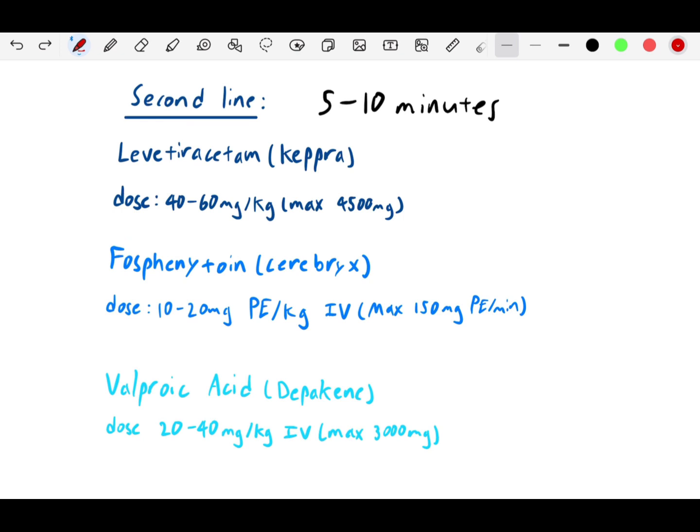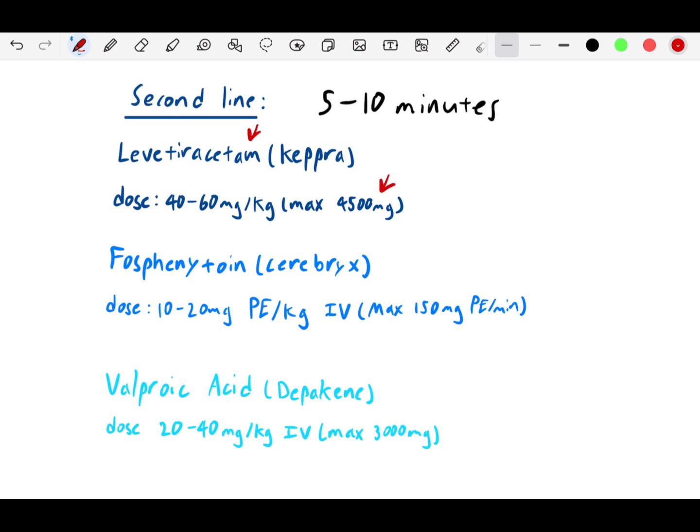Now, this is where we're going to bump it up and we're going to pick a second line agent. There are way more than 3 options, but just to keep it simple, I just picked 3, specifically the most common ones that I've seen. The first one I have listed here is levetiracetam, more commonly known by its brand name of Keppra. This is a medication I've seen given all the time for seizure-like activity, and that dose is going to be 40 to 60 milligrams per kilogram with a max of 4,500 milligrams, so a very large dose there.